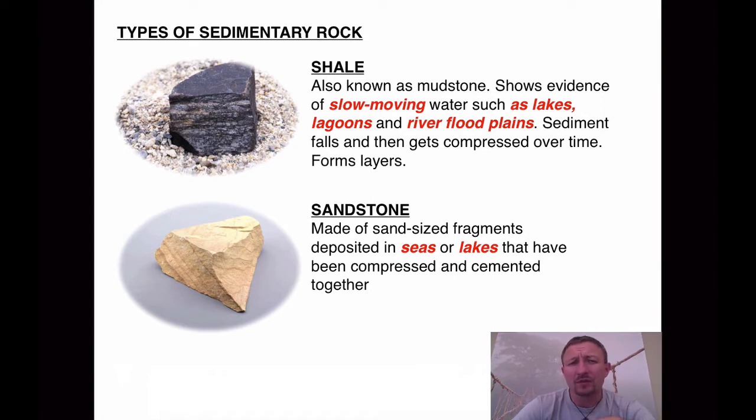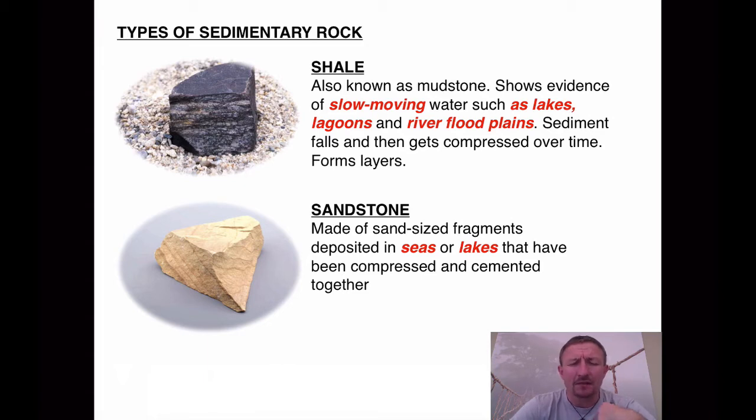Well, first up we've got a picture here of shale. Now shale, also known as mudstone, often occurs again in slow moving water such as lakes, lagoons and river plains, floodplains. And it just gets compressed over various periods of time, and you can see the distinct layers which have been formed in the shale because of the layers of sediment on top of it.